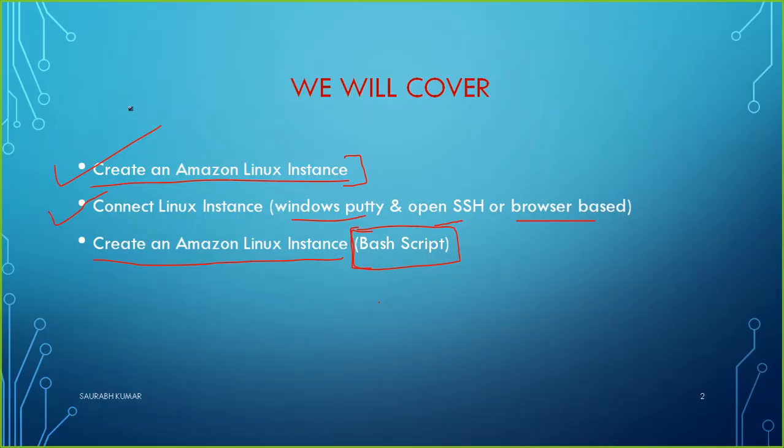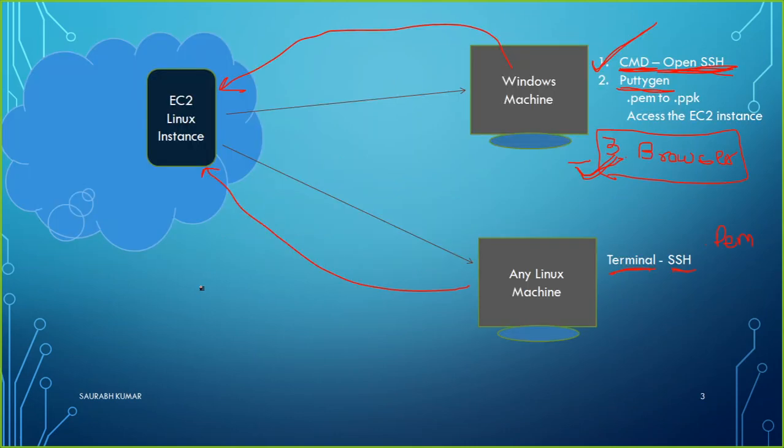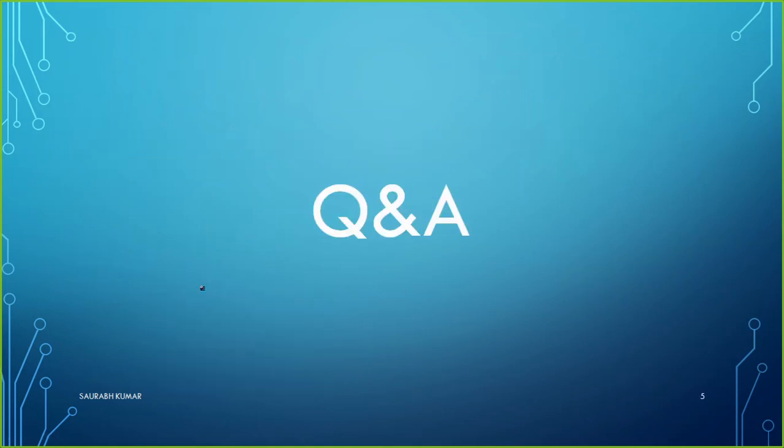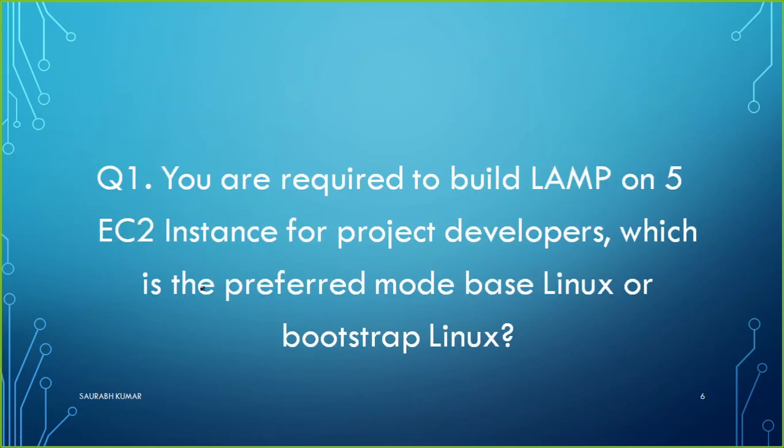So we can see we have finished with all these tasks now. Let's move to the last section of this training. We will have a look at some of the questions relevant to this particular session. The very first question from this session is question number 1. What if you require to build LAMP: Linux, Apache, M for MySQL, P for PHP. If you require to build LAMP on an EC2 instance for a project developer, which is the preferred mode?